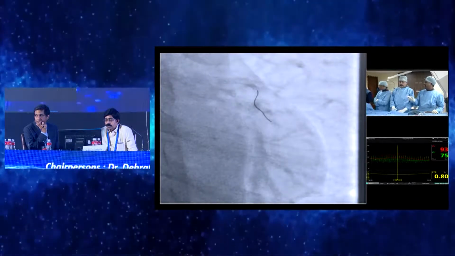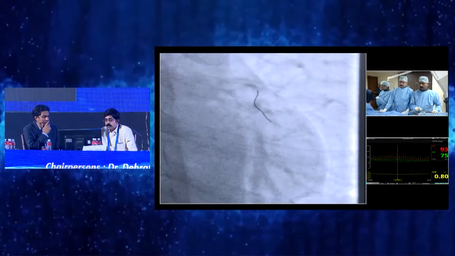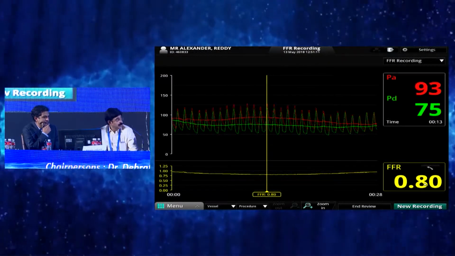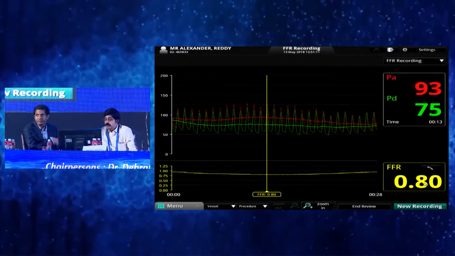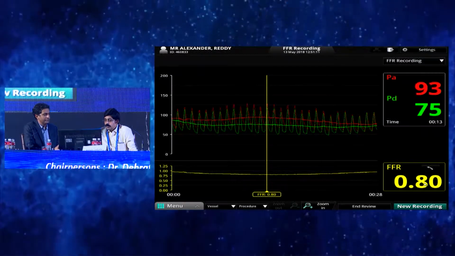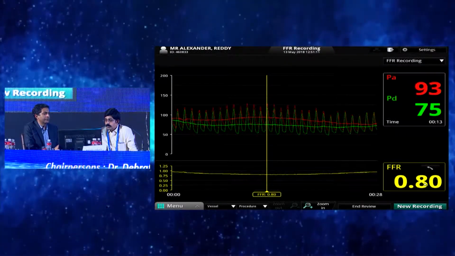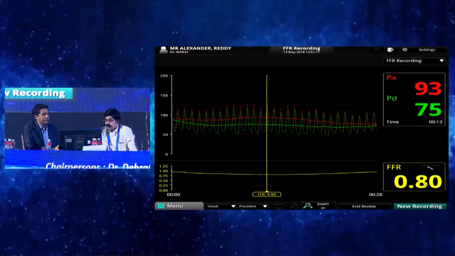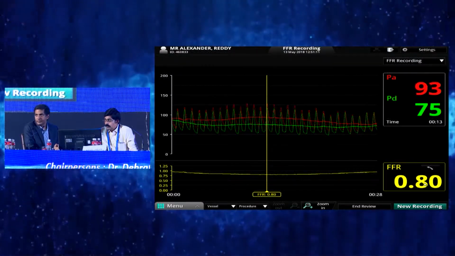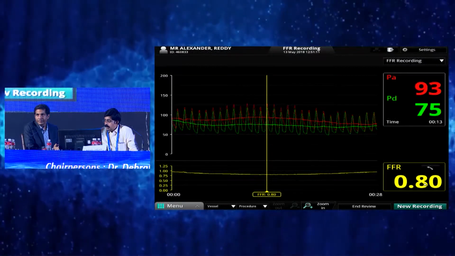Is the FFR screen coming to you? Yeah, we can see it. Then we gave adenosine, and the value came 0.80. So a value of around 0.75 to 0.8, we take as borderline, and depending upon the lesion severity and clinical scenario we tend to decide, but whatever has come is 0.8.